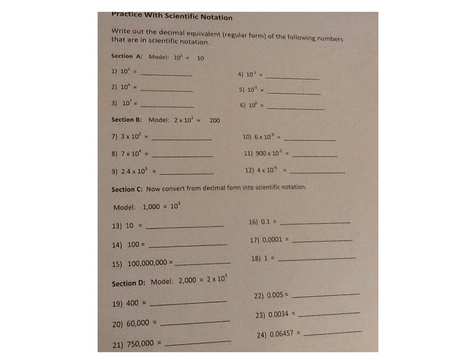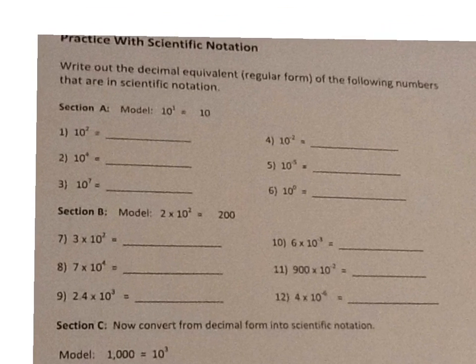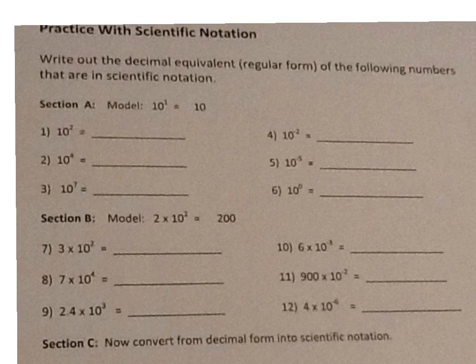Okay, so we're going to do this practice sheet first, and I'm going to give you an example of each, or 3 examples of each, and then you're going to have to do the other on your own. So the first thing it says is to write out the decimal equivalent regular form of the following numbers that are in scientific notation. So basically we're working backwards. We're going to turn them back from scientific notation numbers to regular numbers.